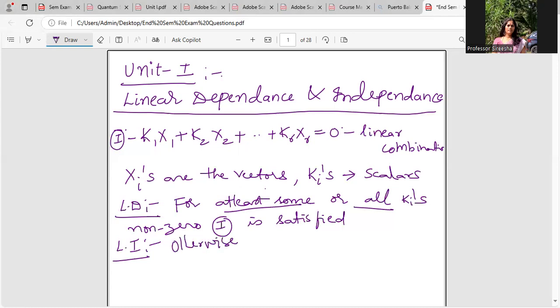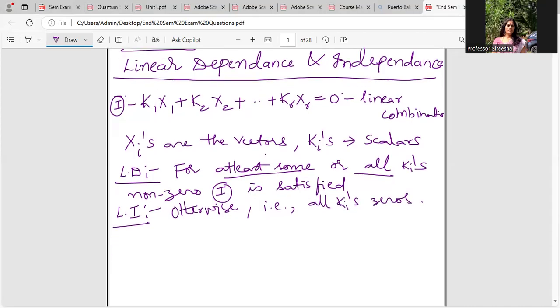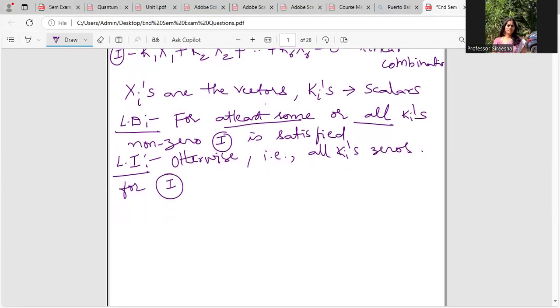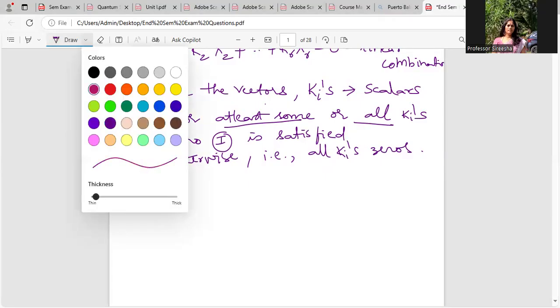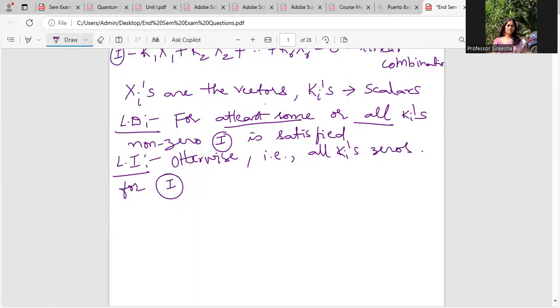Let me write it clearly. Otherwise, all ki's are zeros. If all ki's are zeros for relation 1, then we will say the vectors are linearly independent. Let's go with an example without loss of generality so that you understand what exactly I am talking about.